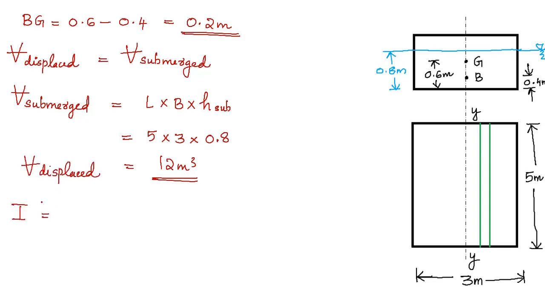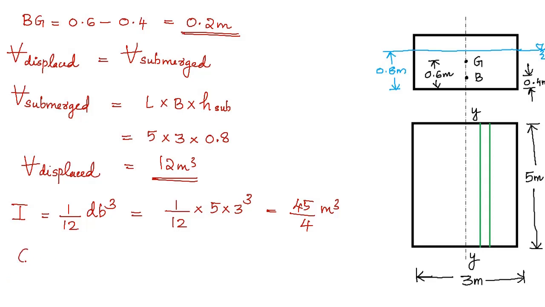We know I is the moment of inertia about YY axis. Since it is a rectangular pontoon, the equation to find the moment of inertia is 1 by 12 into D into B cube, which is equal to 1 by 12 into 5 into 3 cube. You will get it as 45 by 4 meter to the fourth.